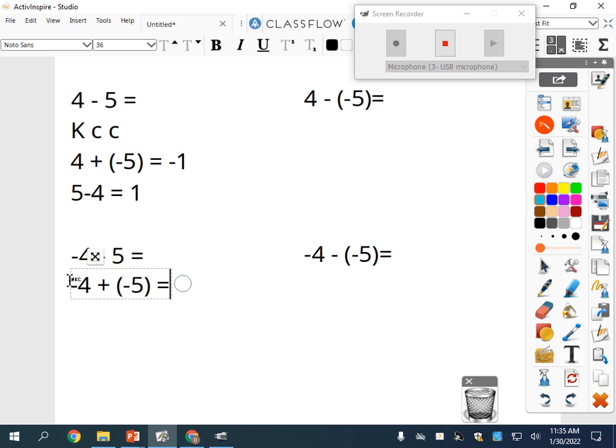And now we're going to go back to the rules of adding. Oh, I'm adding two negative numbers. So I'm just going to add 4 plus 5. Since they're both negative, I'm going to make them a negative 9.